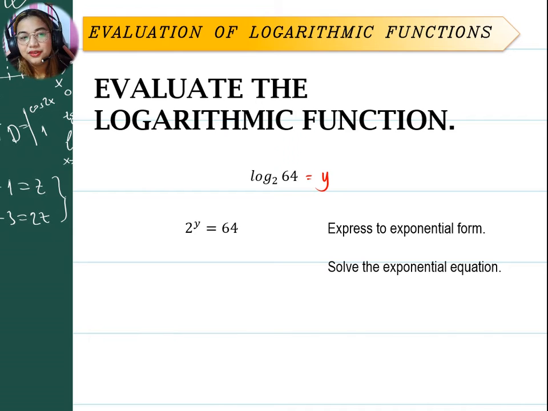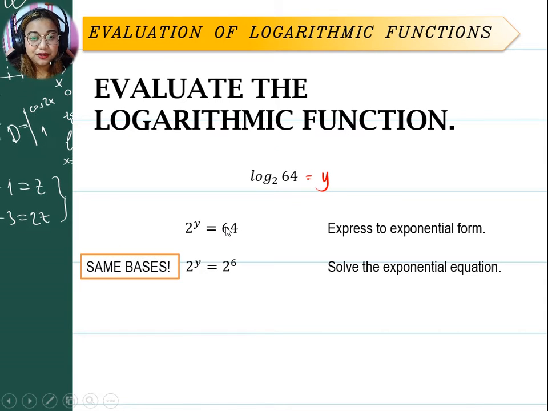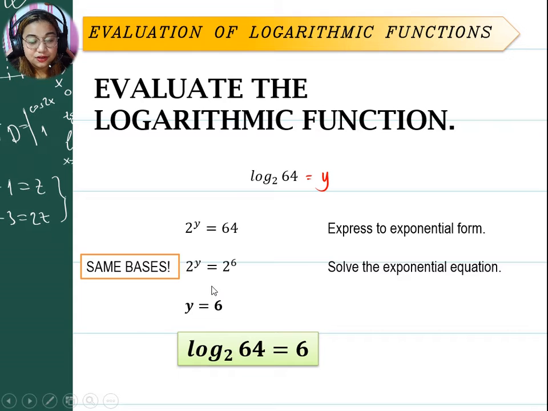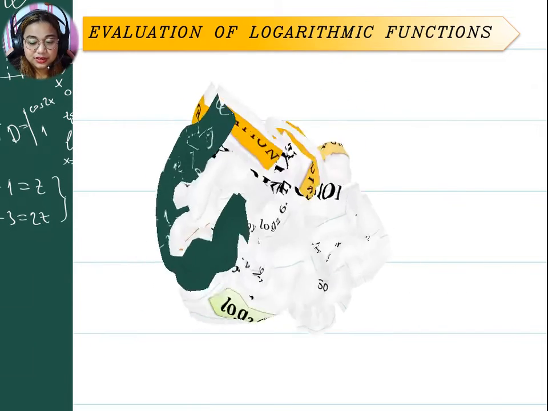You can comment down here in our post or in my announcement in our MS Teams. So we have here 2 raised to y is equal to 2 raised to 6. Why 2 raised to 6? Because that is equal to 64, no? So same na yung basis natin. Now, we have here y is equal to 6. So our logarithmic function is logarithmic of 64 base 2 is equal to 6.